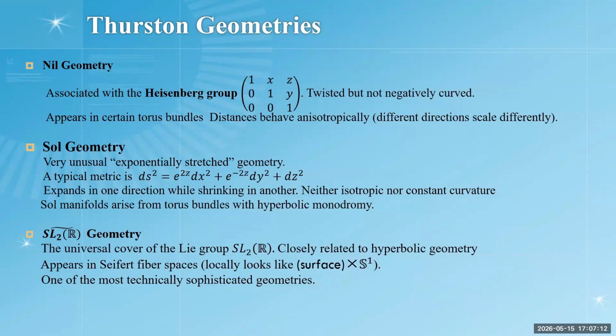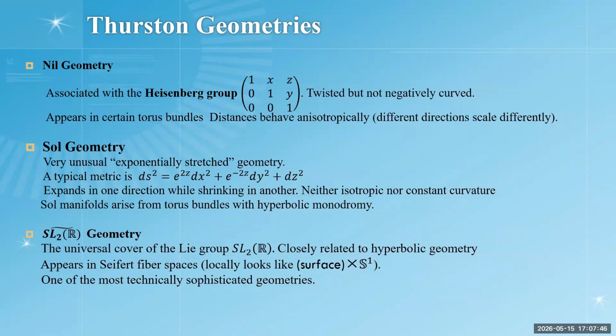And this Solv manifold arises also as a torus bundle with hyperbolic monodromy. And then this is the SL(2,R) group manifold, because SL(2,R) has 3 generators, and this is the manifold. So we define a 3-dimensional manifold. Of course, this space is defined by the universal cover of SL(2,R), and is famously related to hyperbolic geometry. And then this geometry also appears in Seifert fiber space.